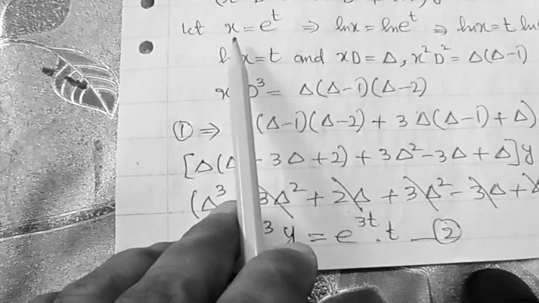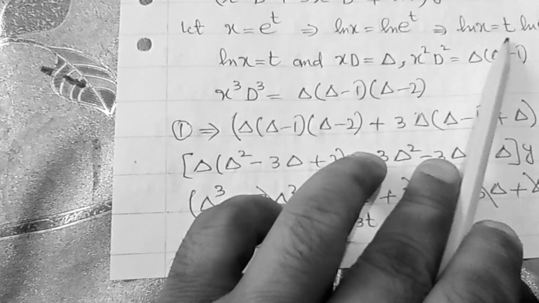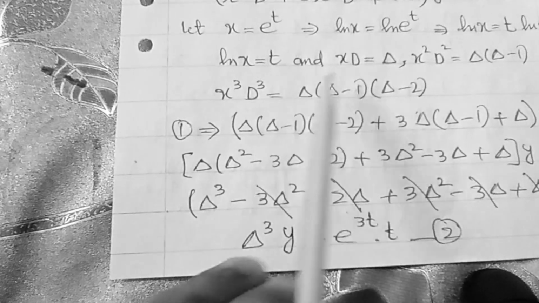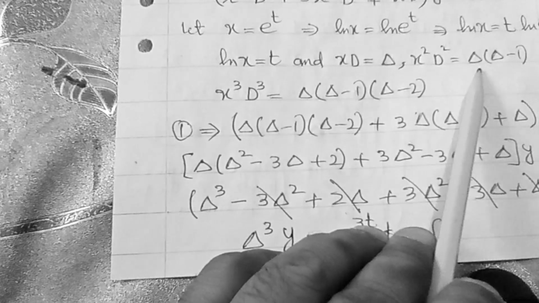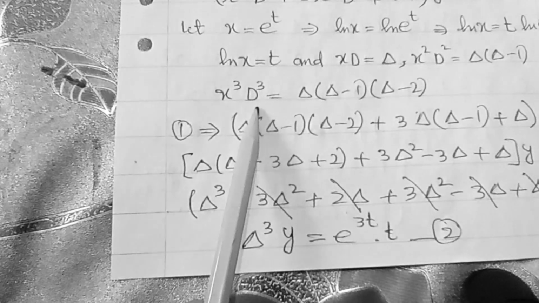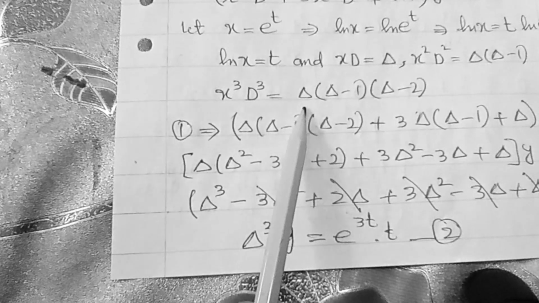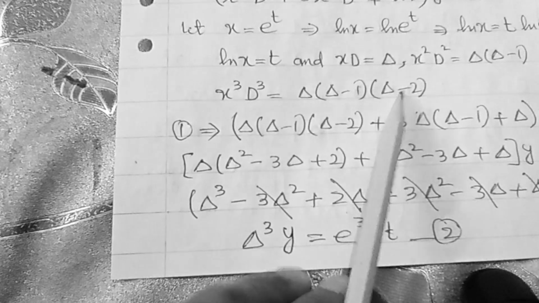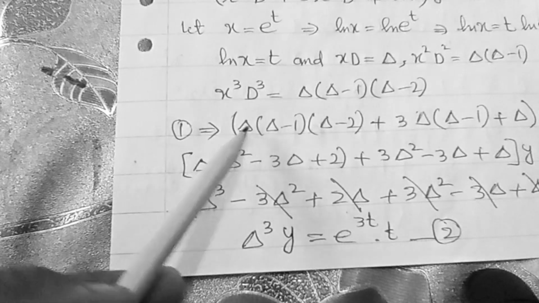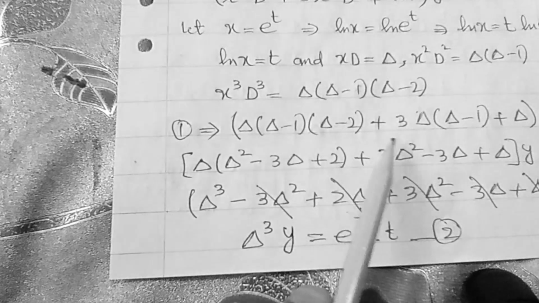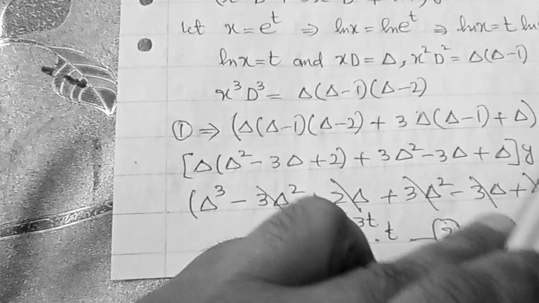Here we will substitute x is equal to exponential t, so that ln x is equal to ln exponential t, that is ln x is equal to t only. So x d becomes delta, x squared d squared will be delta into delta minus 1, and x cube d cube will be delta into delta minus 1 into delta minus 2. So substitute all the values in equation number 1. Equation number 1 becomes delta into delta minus 1 into delta minus 2 plus 3 times delta into delta minus 1 plus delta, into y is equal to exponential 3t into t.